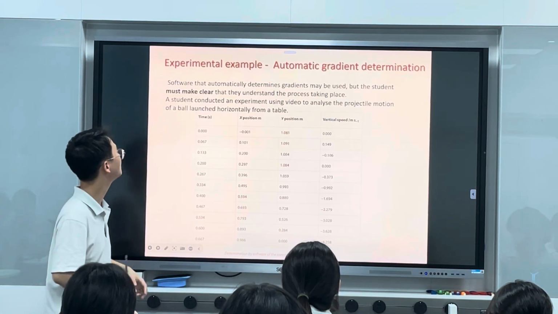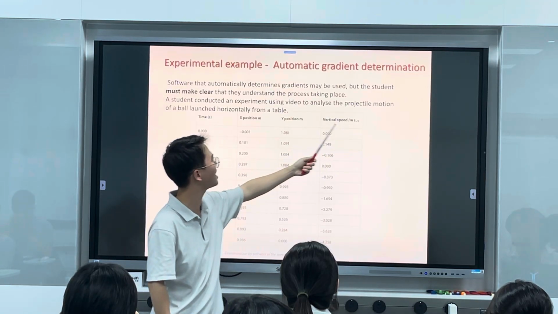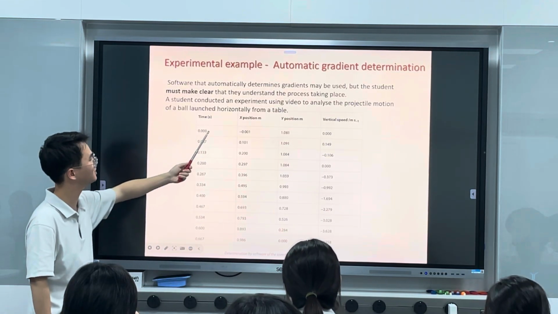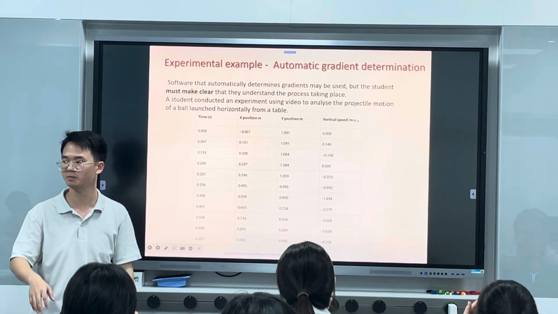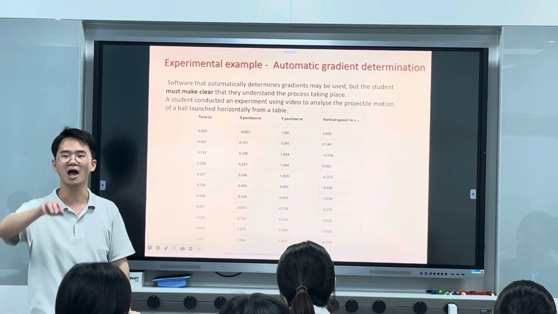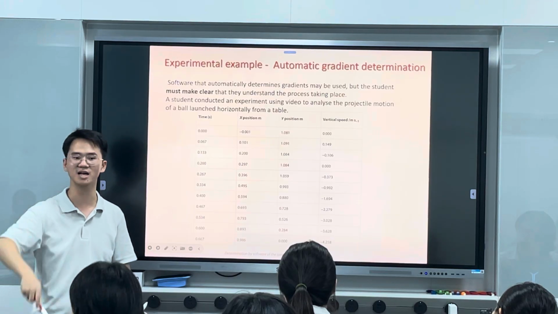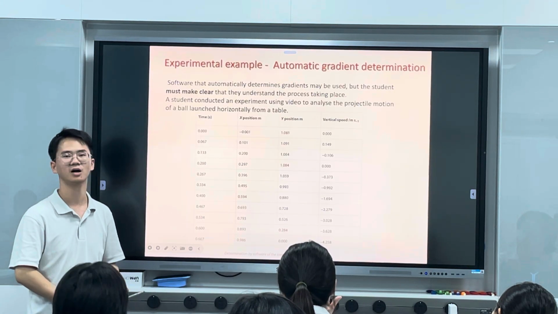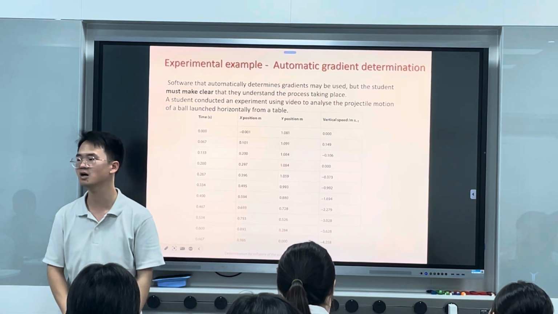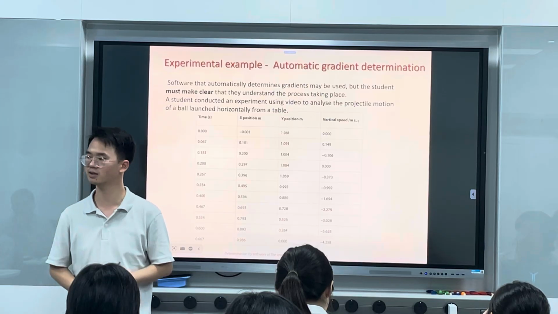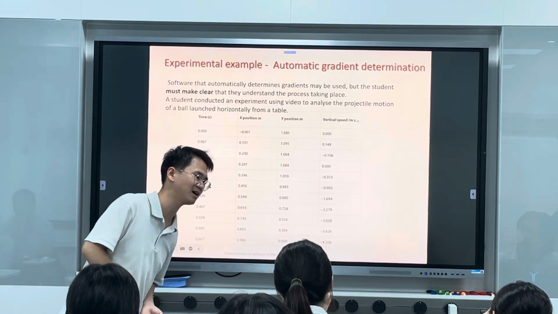Okay? A student conducted an experiment using video to analyze the projectile motion of a ball launched horizontally from a table, most likely with Logger Pro. So Logger Pro is going to be one of your best friends in DP. You're going to use Logger Pro constantly, and use the equipment which we're going to provide you: the projectile launcher, motion detector, motion sensor, light sensor. We have a lot of accurate equipment for you to collect the data for your IA.